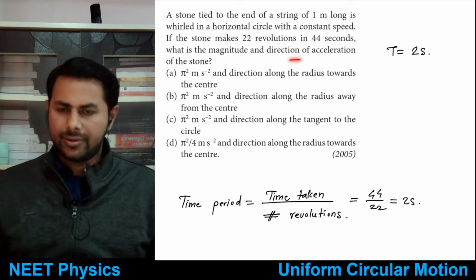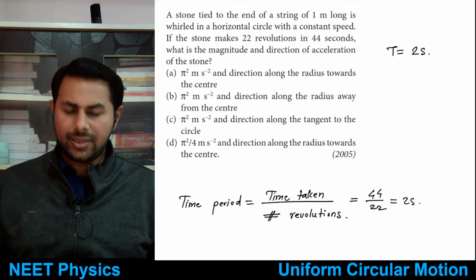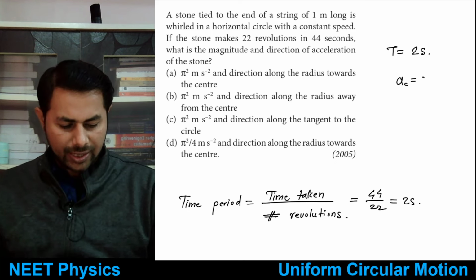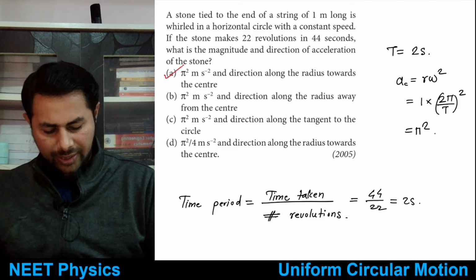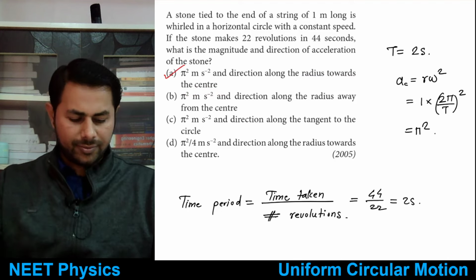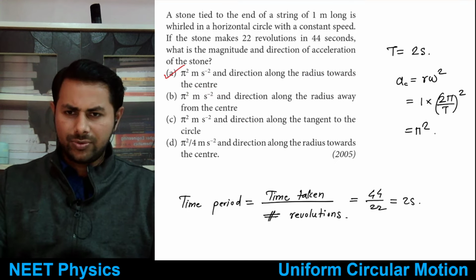What is the acceleration? So again, you can find out the acceleration. It is just r omega square. a_c is r omega square. That is 1 meter multiplied by (2 pi by T) square. So (2 pi by 2) square, T is 2, means it is just pi square. You got pi square, and it is directed along the radius and towards the center. So option A is the answer, right? Okay, this one was very simple, right?